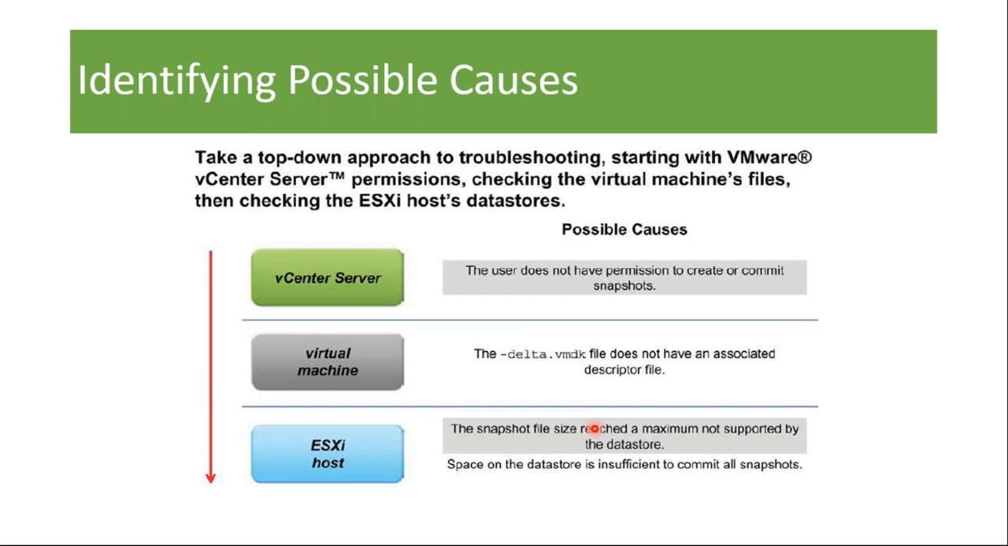So during that task, it requires some amount of free space. If that amount of free space is not there, your snapshot creation will fail. So you have to verify whether sufficient space is available on your data store to commit your snapshot. If there is insufficient space, this snapshot commit will fail. Any questions on this slide?